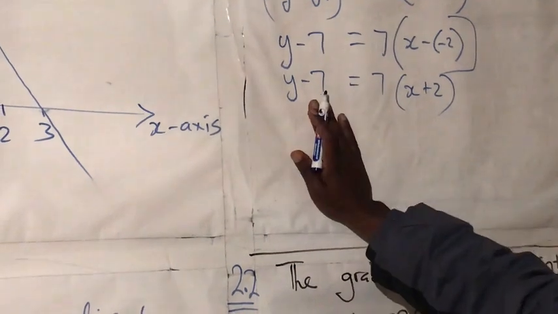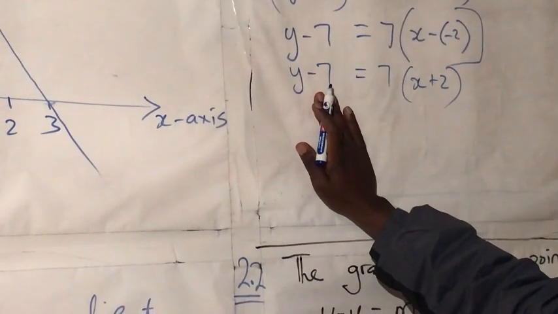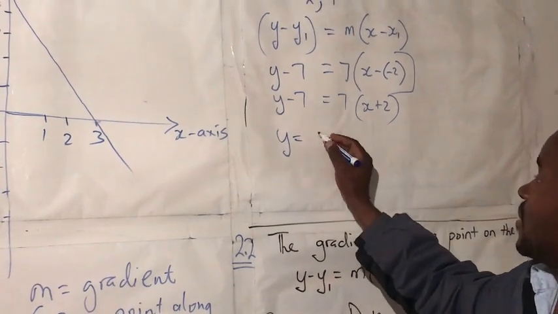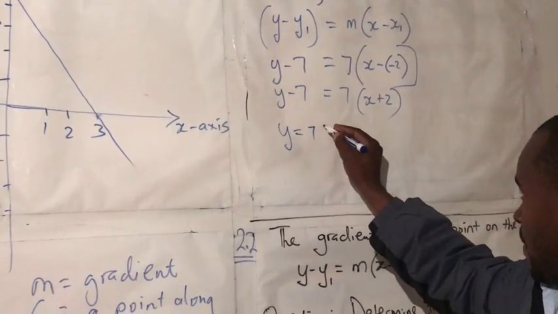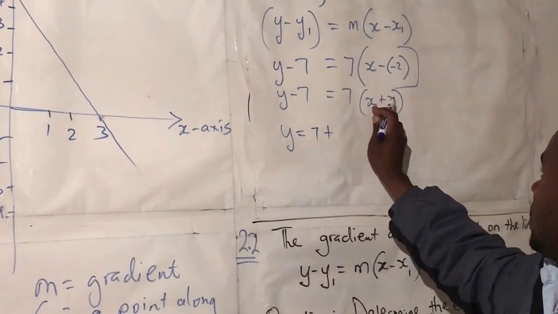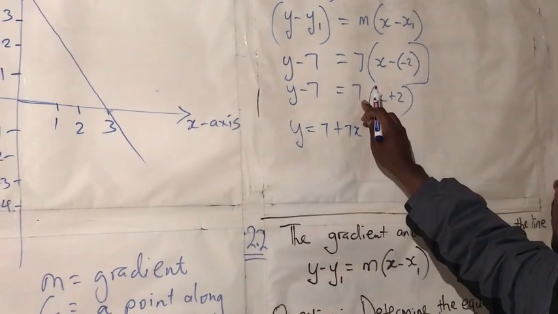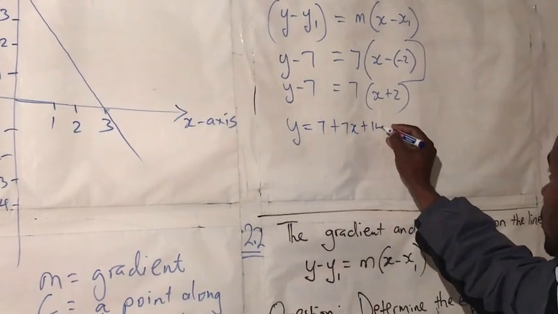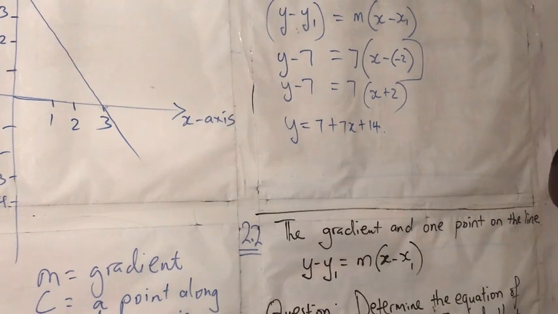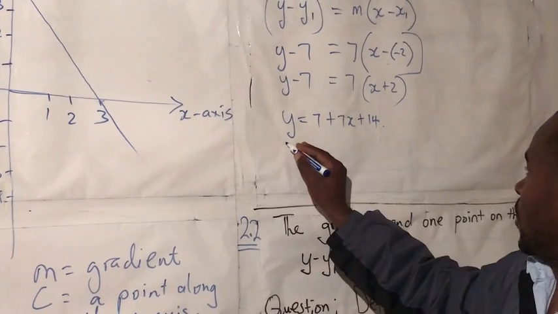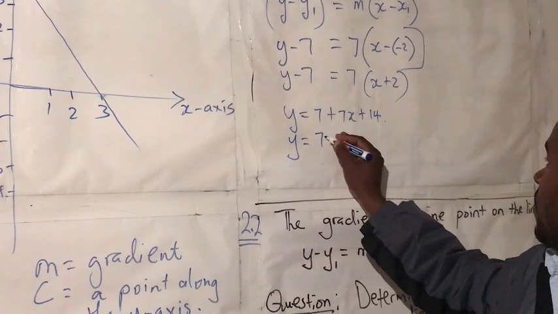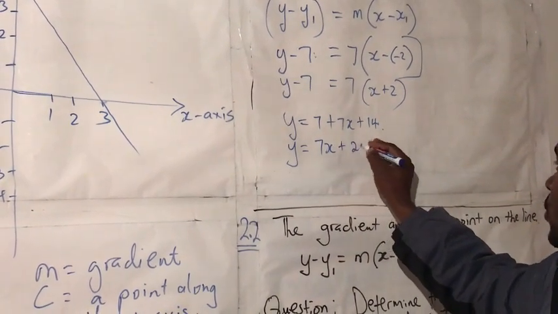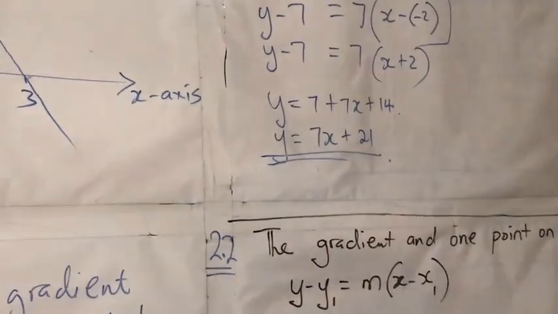Now, we have to collect like terms for us to come up with an equation in y. So y is equal to, minus 7 crosses the equal sign, becomes a positive. So it's 7 plus 7 times x, we get 7x, plus 7 times 2 is plus 14. Then we can collect like terms. Y is equal to 7x plus 7 plus 14, we get plus 21. So this will be your final answer.